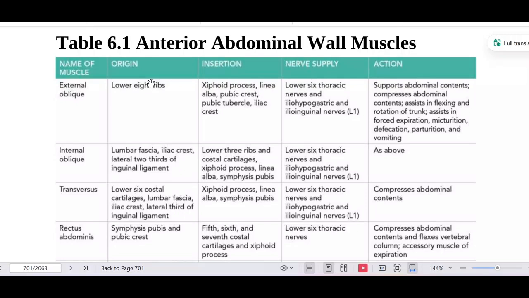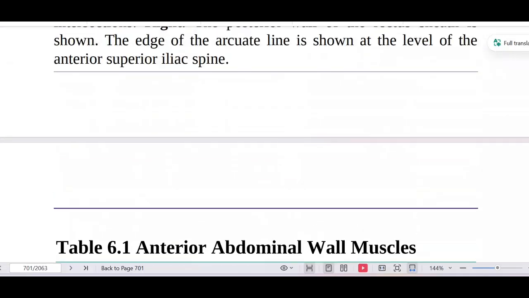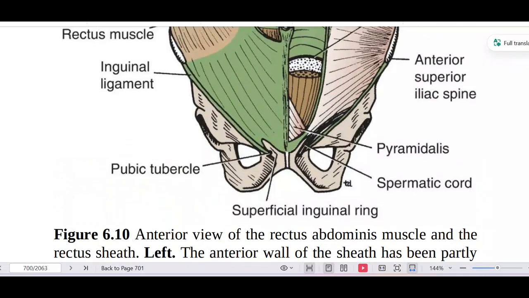And where is going to be the insertion of the external oblique? The insertion of the external oblique is on the xiphoid process, the linea alba, that is the midline anteriorly, the pubic crest on the pubis, the pubic tubercle in the midline inferiorly, and the iliac crest. Here you can visualize the insertions of the muscles from a diagram.